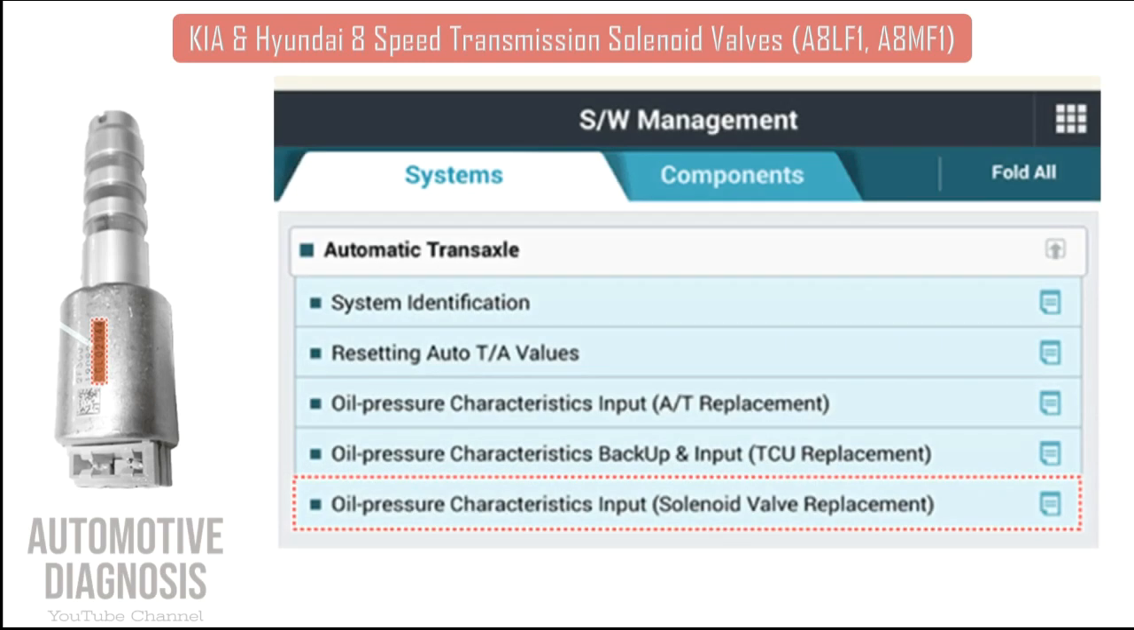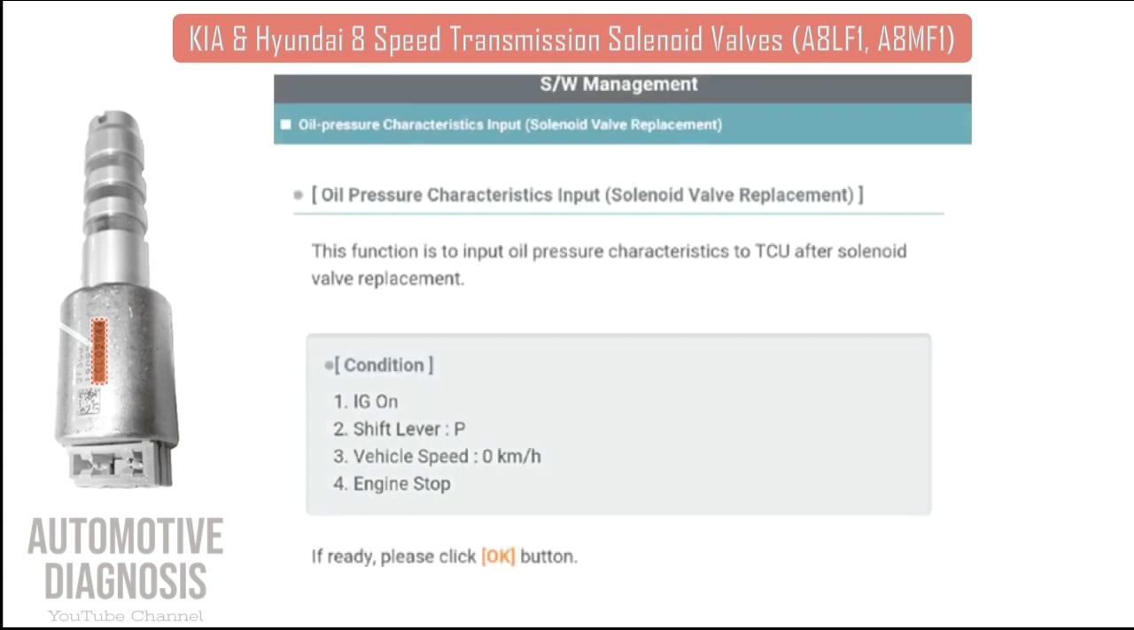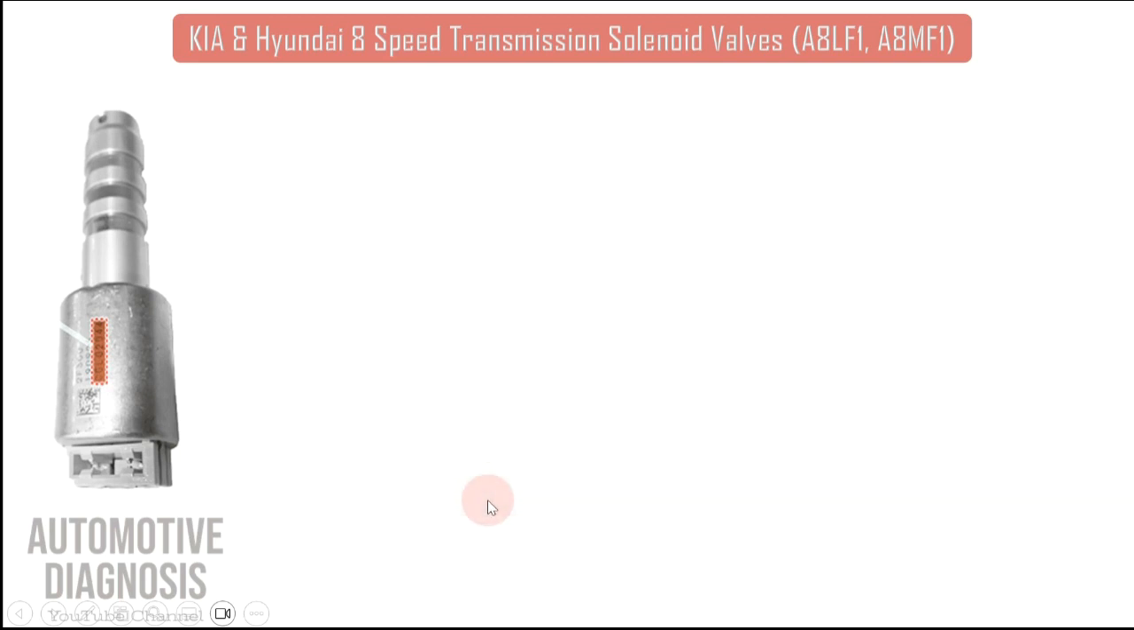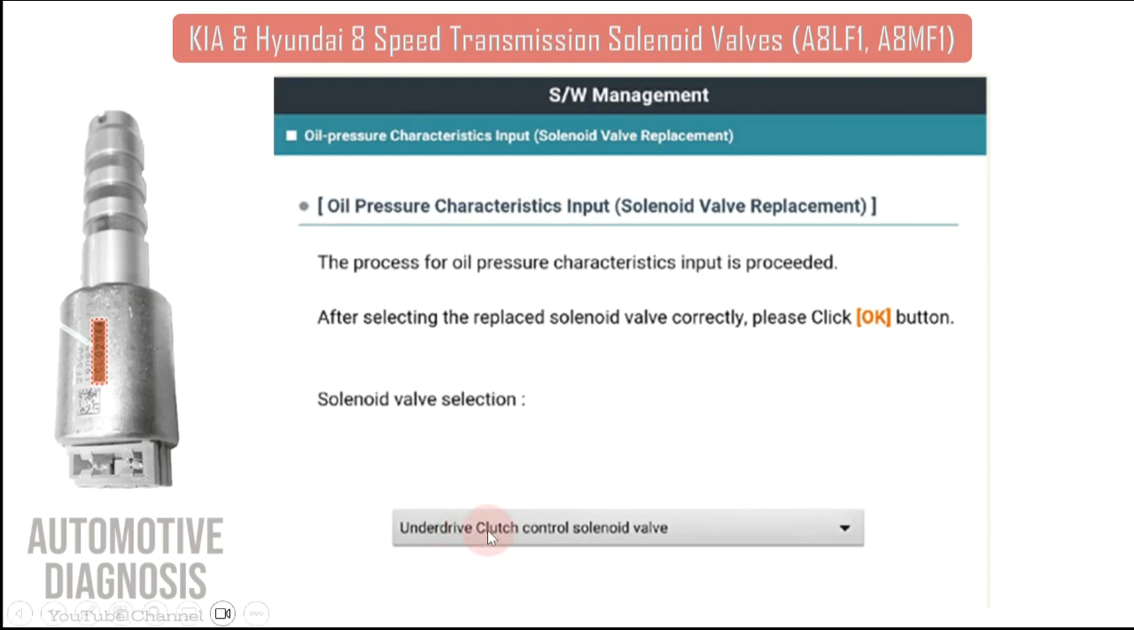For doing that, you need to use the scan tool. In the scan tool, in a special function or in software management, as you see here, we have one item for oil pressure input. After going to the next page, you see some conditions. This function is to input oil pressure characteristics to the TCU after solenoid valve replacement. So these are the conditions: the ignition switch must be on, the shift lever must be in the park position, the vehicle must be stopped, and the engine must be stopped as well. Then you only need to select your solenoid valve from here.